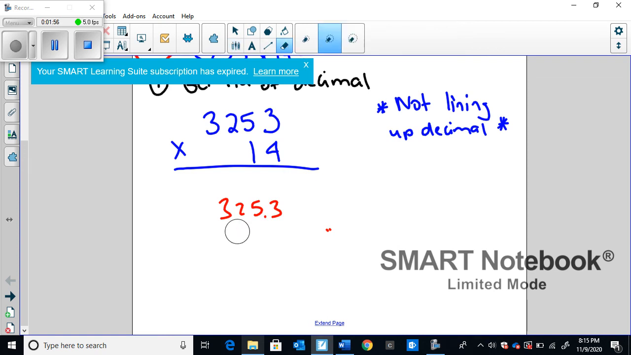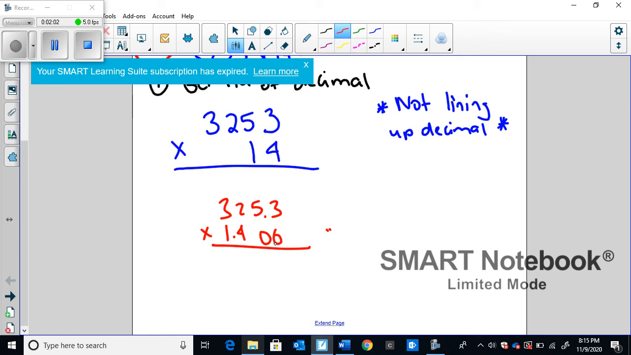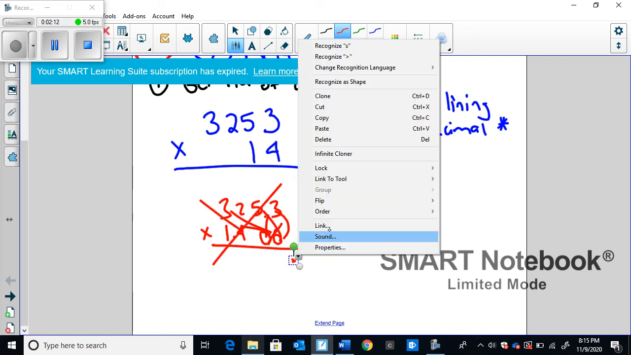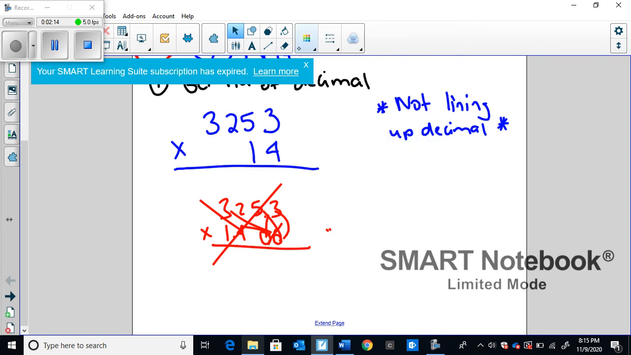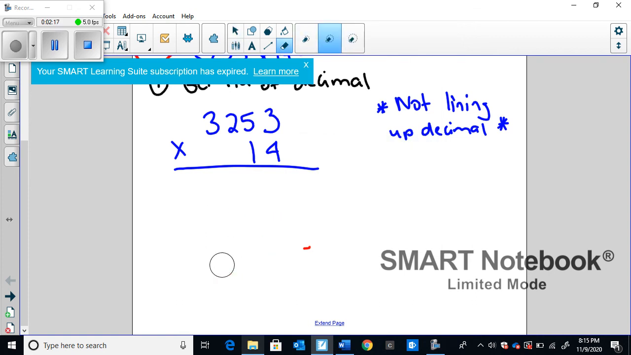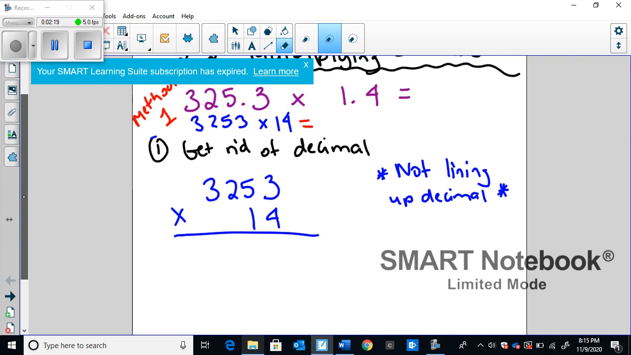Let me show you one more time. I don't want to do it here, because that means I have to put zeros in for this place, and I'm going to have to do all of that multiplication. And while I'll still get the correct answer, that is way too long. It is not going to be efficient, so we are not going to do that. We are just going to get rid of that decimal and multiply these two numbers.